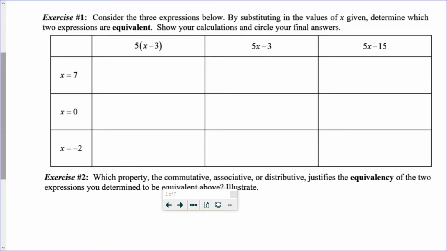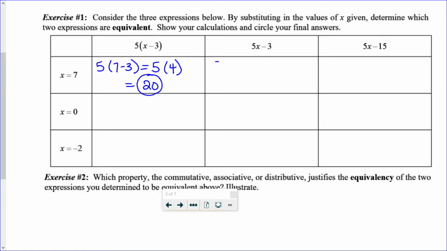So for x equals 7, we just put it into this expression: 5 times (7 minus 3). Order of operations tells us that we've got to do the 7 minus 3 first, which is equal to 4. And then we do that product, 5 times 4, and we get 20. So the first expression has a value of 20 when x is 7.